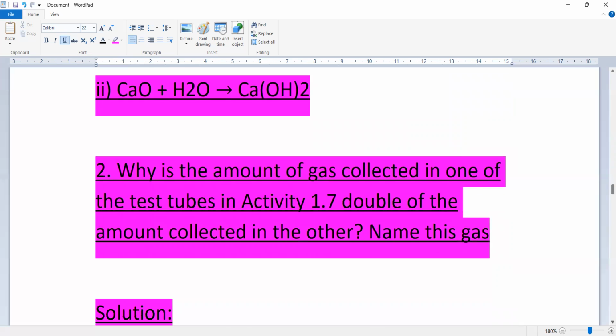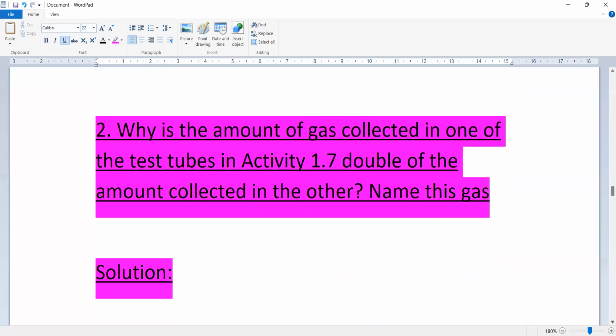Next question: why is the amount of gas collected in one of the test tubes in Activity 1.7 double the amount collected in the other? You can see this in the textbook, Activity 1.7.